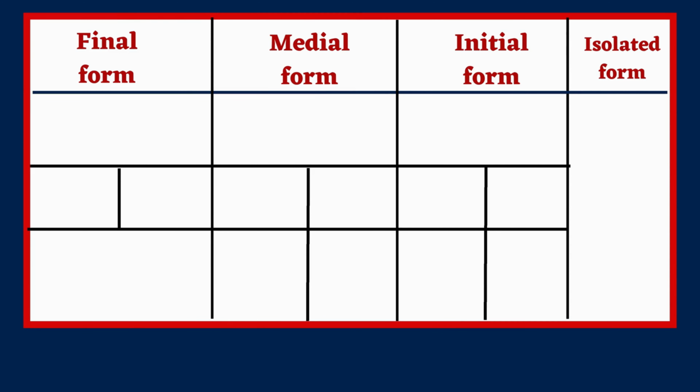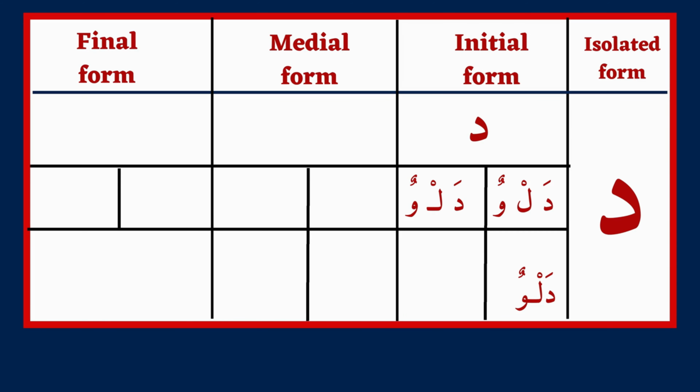Dal. Dal is one of the 6 letters that allow joining only on the right side. It maintains its isolated form when starting a word, just like alif. For example, observe how dal is written when meeting the next letter in this word. The correct way is demonstrated here, while the incorrect way is shown here.